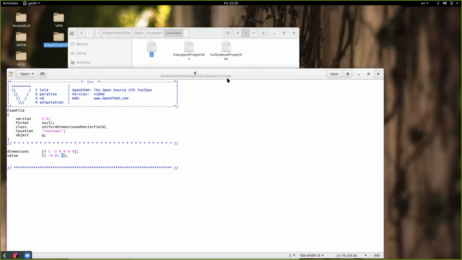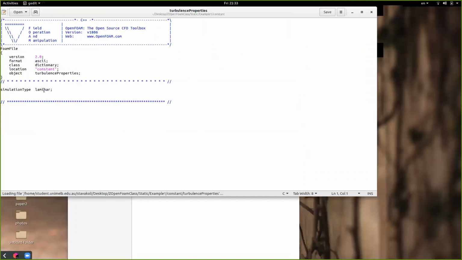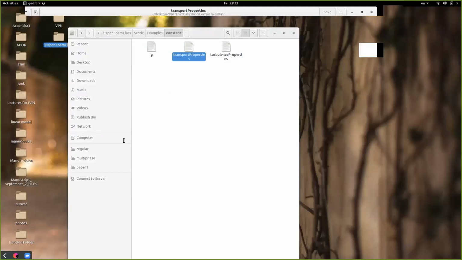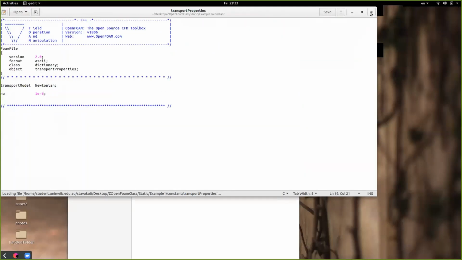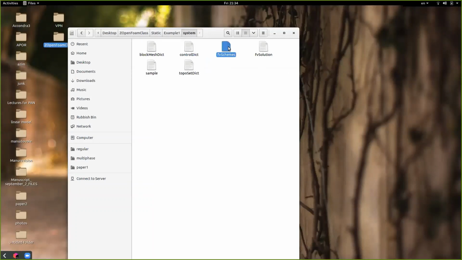As you see, you have just turbulence properties and transport properties that you use for fluid flow, and we set the problem to be laminar here. You can set it to be turbulent, and you just define the viscosity, and here we define the viscosity of the water. It's very easy. Then you can do whatever you do for other problems.